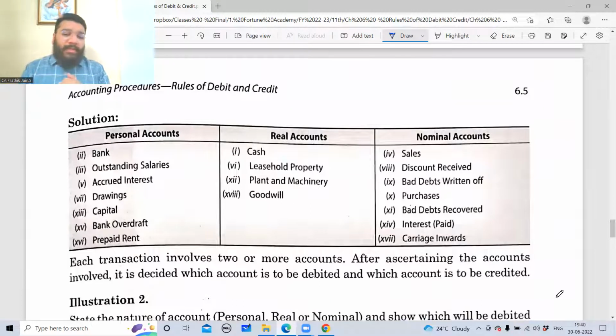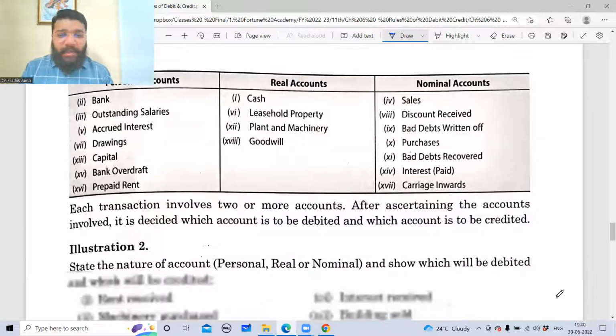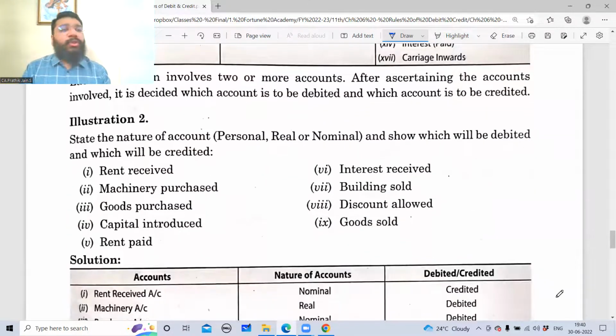So these are the solutions, guys. You can cross check. Done? Can we go to the next question? Illustration 2. Now the warm-up is done, guys. Now I want to answer very fast. Ananya, Niharika, what do you say? We'll go fast. State the nature of accounts, whether it is personal, real, or nominal, and show which will be debited and which will be credited.